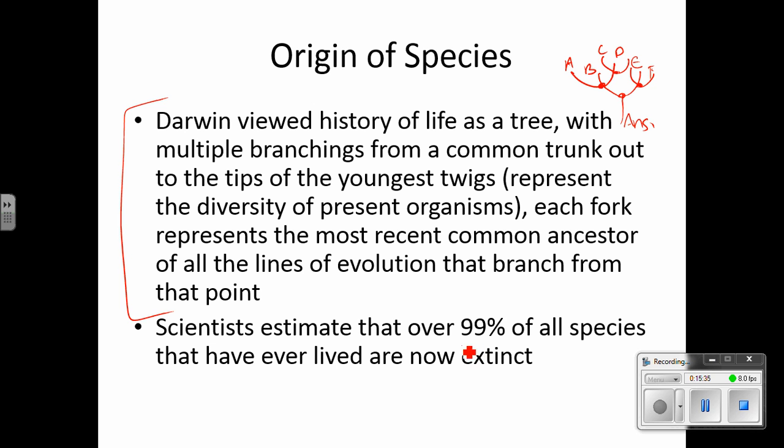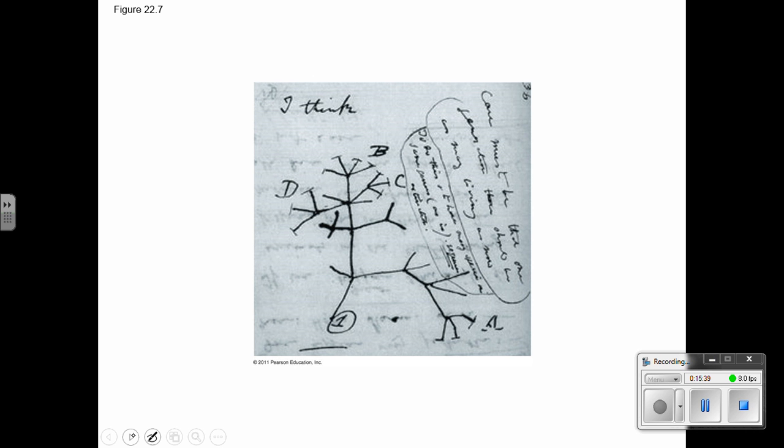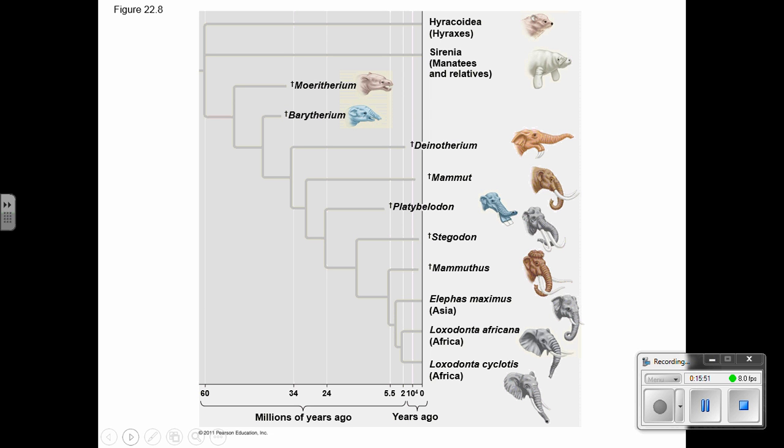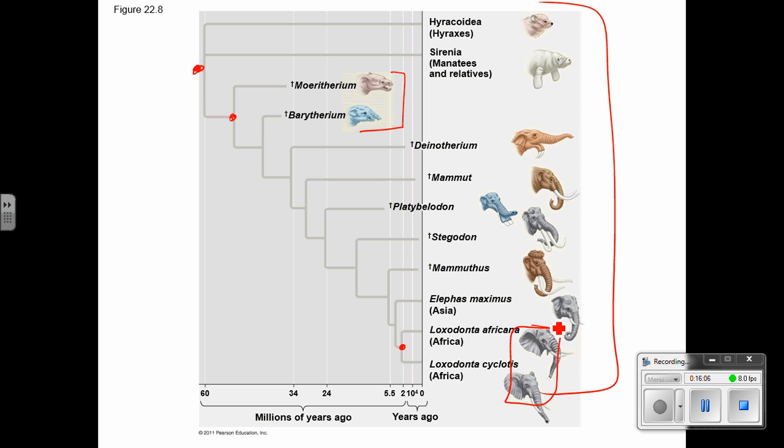Scientists estimate that over 99% of all species that have ever lived are now extinct. This is original drawings or ideas, and you'll notice it looks a lot like when we get to phylogenetic trees. Here's a phylogenetic tree. It looks a lot like this. This would be the common ancestor to all of these. This here would be the common ancestor to these two. Here would be a common ancestor to these two.